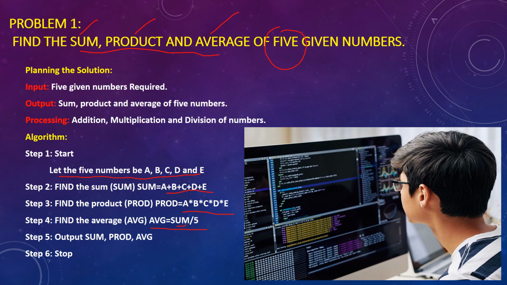And step 5 is print or output. You can write the word print here, or output. This will print the sum, product and average, and then stop. This is the algorithm for how to find the sum, average and product of 5 numbers.